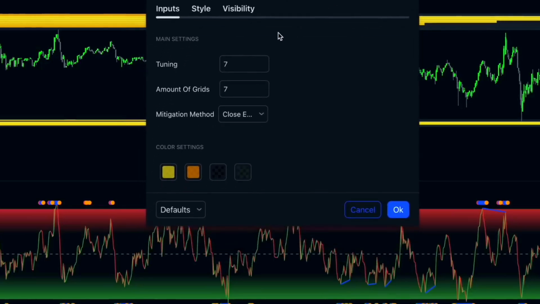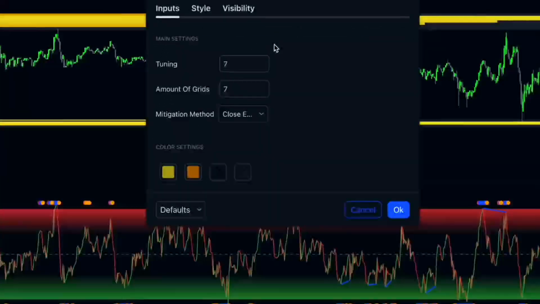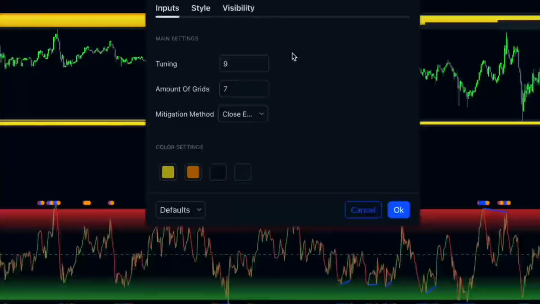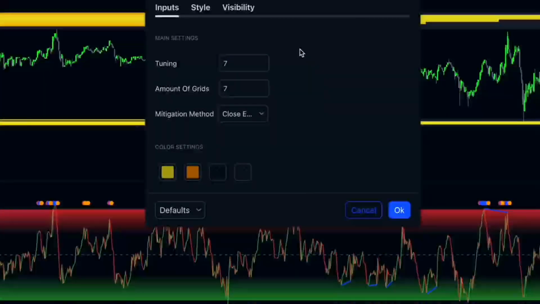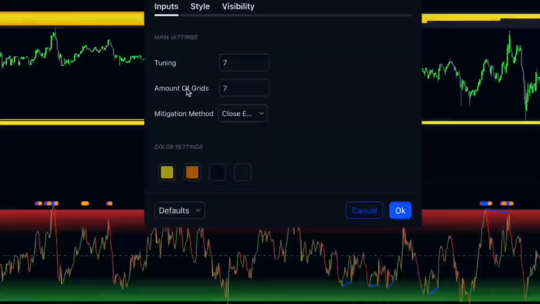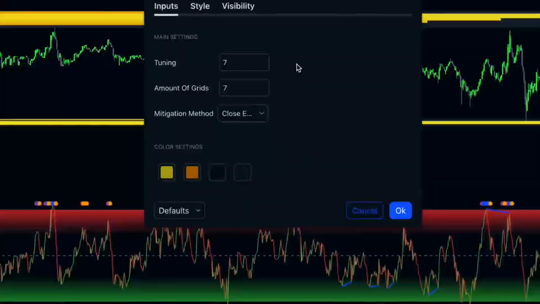This setting allows you to control the significance and frequency of order blocks. Higher values result in fewer but more significant order blocks. Lower values produce more frequent but less significant order blocks. This flexibility allows you to adjust the indicator's sensitivity to match your trading strategy and preferences. You can also customize the level of detail in your volume profile by selecting the number of segments within each order block. I recommend setting this to 7.